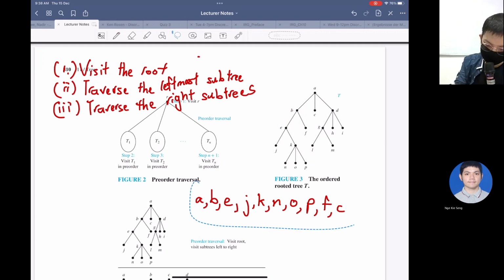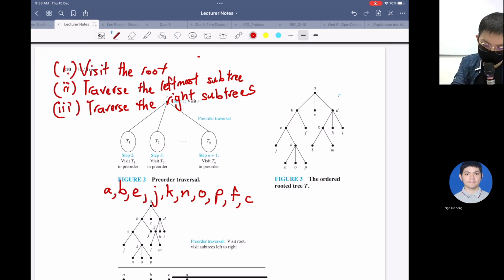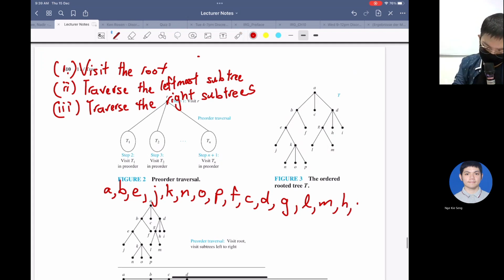Okay. C. And then what you keep doing, you traverse the leftmost right subtree. So you need to visit the root and then traverse the leftmost subtree. So when you traverse the leftmost subtree, you need to visit the root again, and then traverse the leftmost subtree, and then traverse the right subtree. Okay?